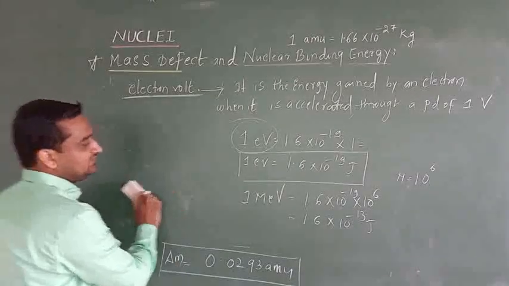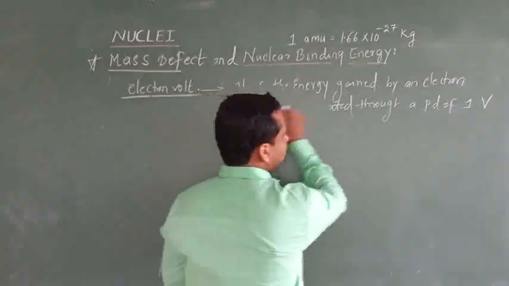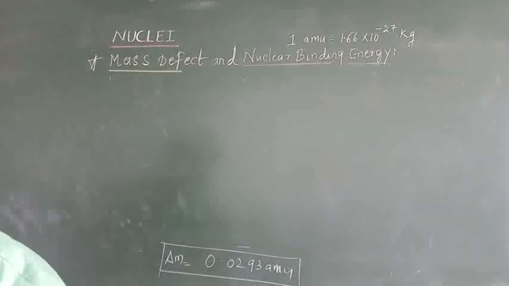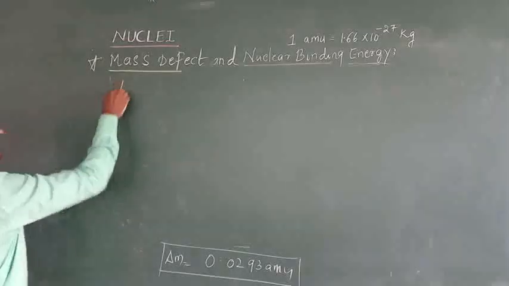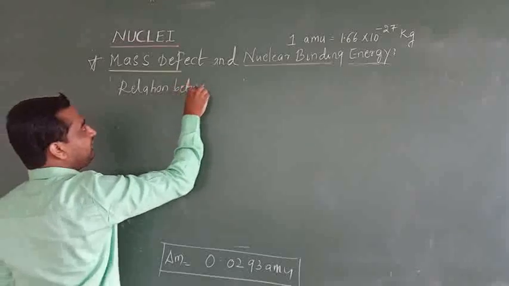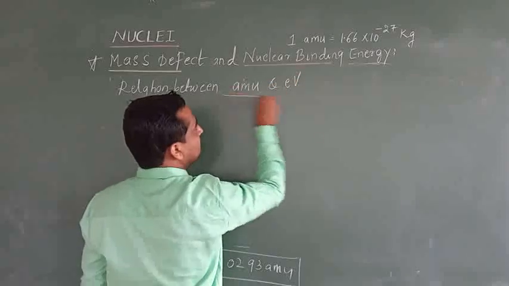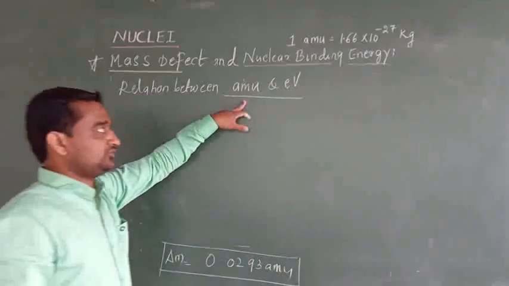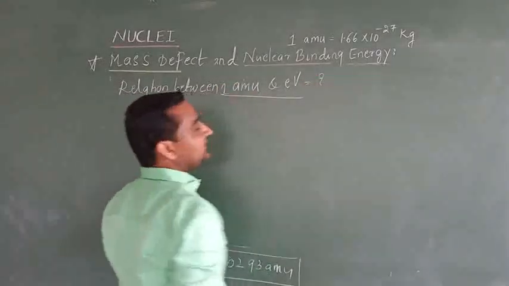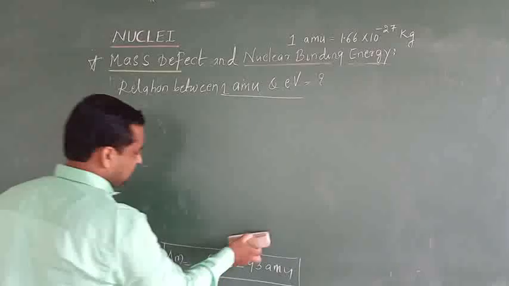Right? So now let us see the relation. I think it is a simple point, it is understood what an electron volt is, which is the unit of energy used in atomic and nuclear physics. Now let us see the relation between AMU and electron volt. Right? 1 AMU is equal to how much electron volt or mega electron volt? Let us see here. That is also an important derivation we have to discuss.